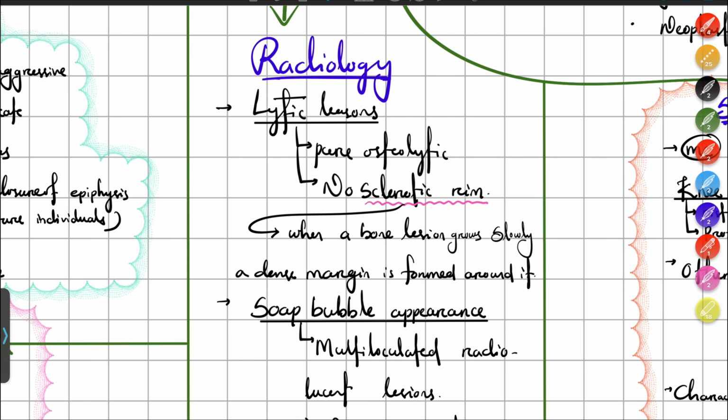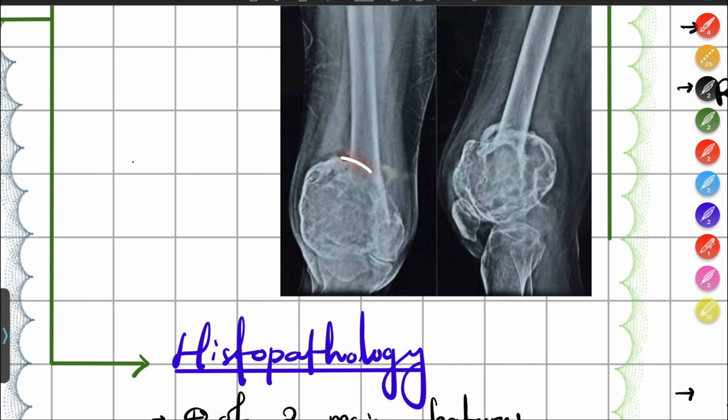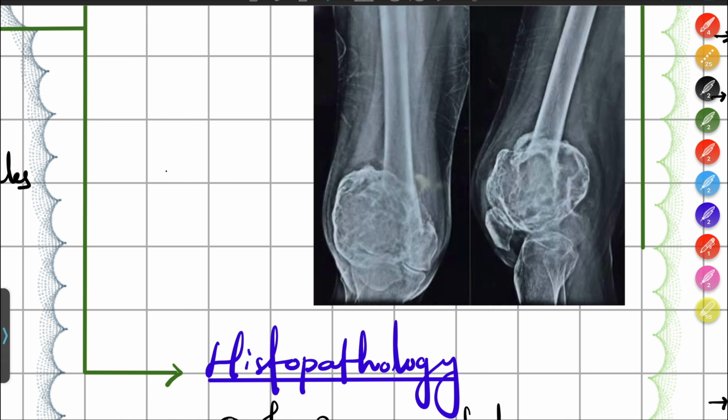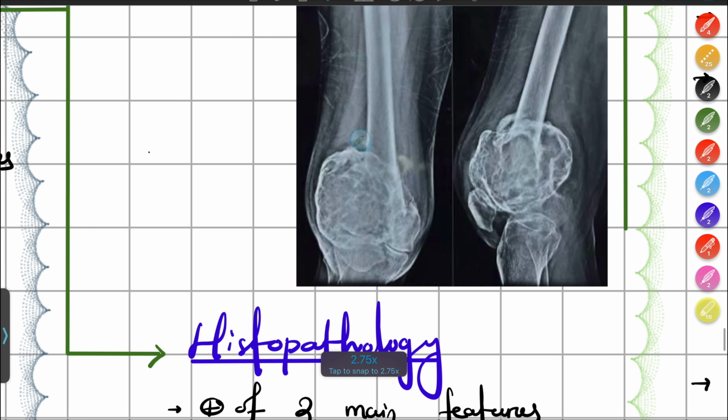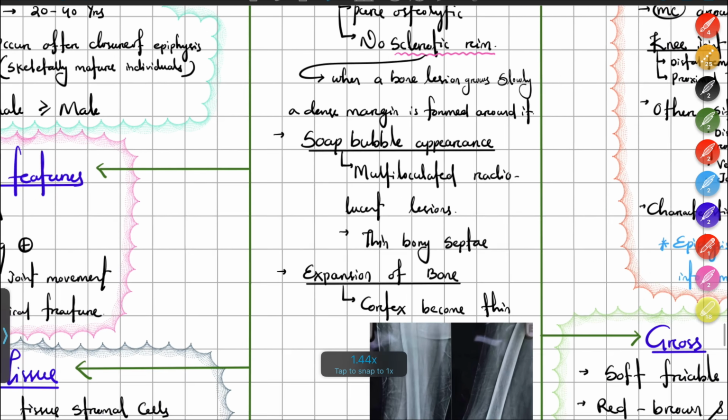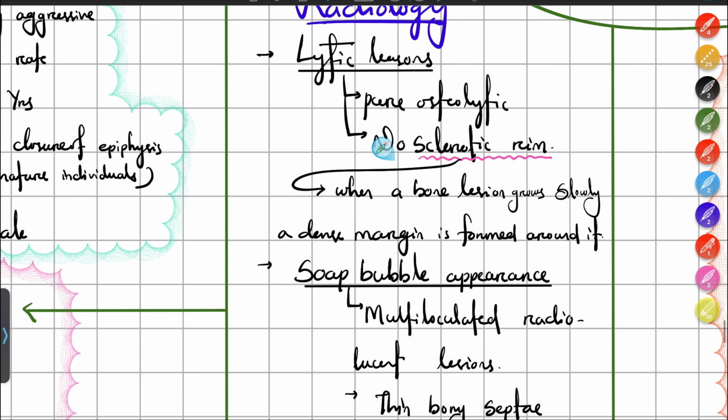So what is a sclerotic rim? When there is a growth of a tumor, there is formation of a sclerotic rim, which is a protective factor which prevents the growth of the tumor. But in this case, there is no sclerotic rim, which is generally a thick covering. So there is no sclerotic rim. So when a bone lesion grows slowly, a dense margin is formed around it.